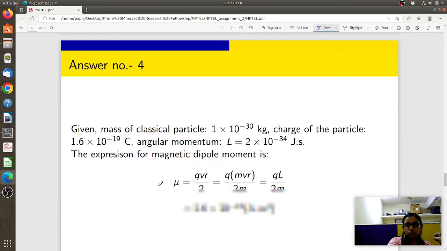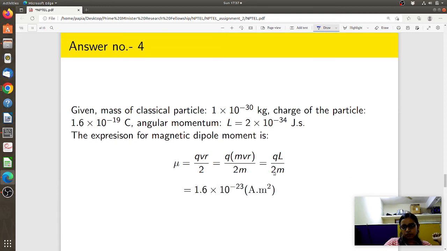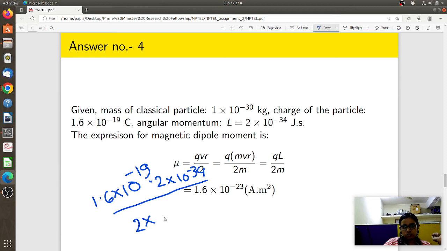So the value of mu will be like that. I have already mentioned here, half Q VR, Q into MVR by 2M, QL by 2M. So Q is 1.6 into 10 to the power minus 19, and 2 into 10 to the power minus 34 divided by 2 into 10 to the power minus 30. After calculating all the things, we can have 1.6 into 10 to the power minus 23, which is ampere meter square in unit. So this is the expression for the magnetic dipole moment for that system.